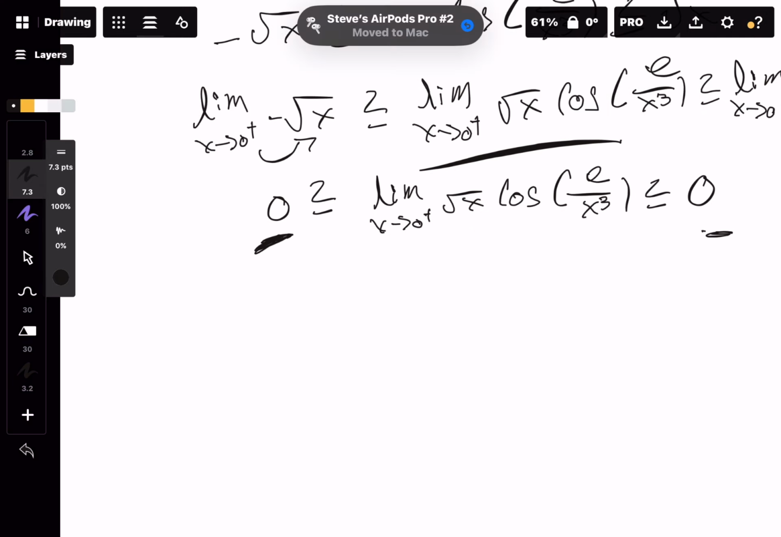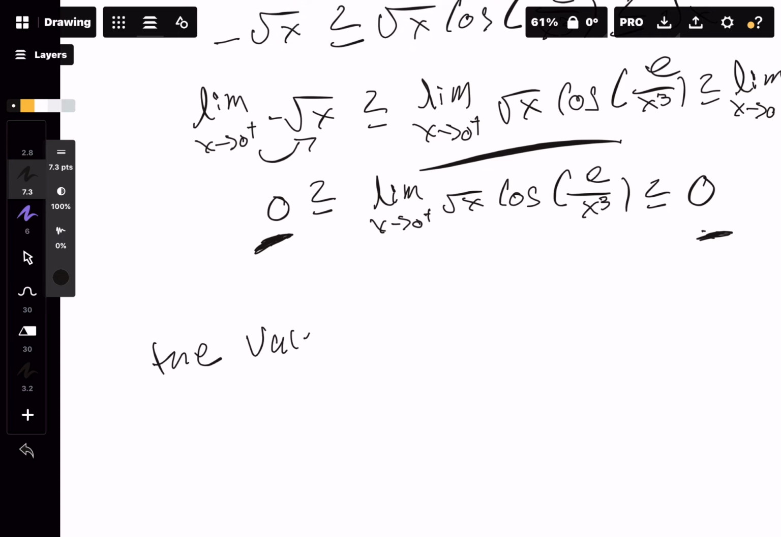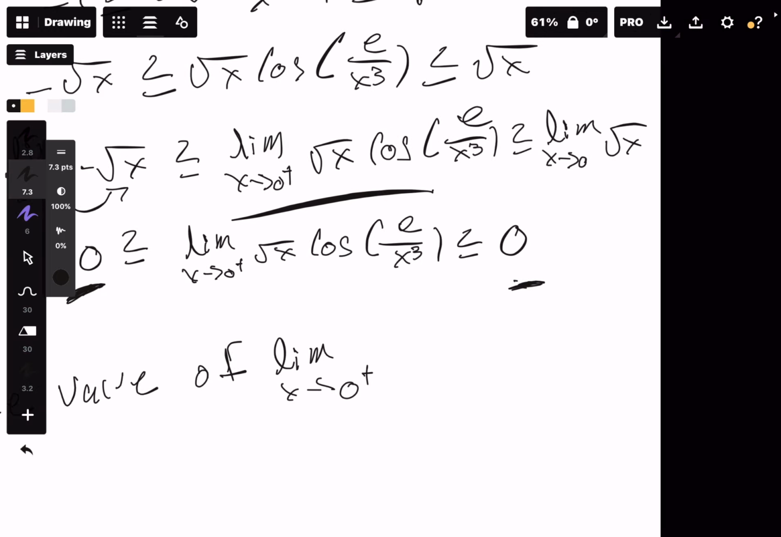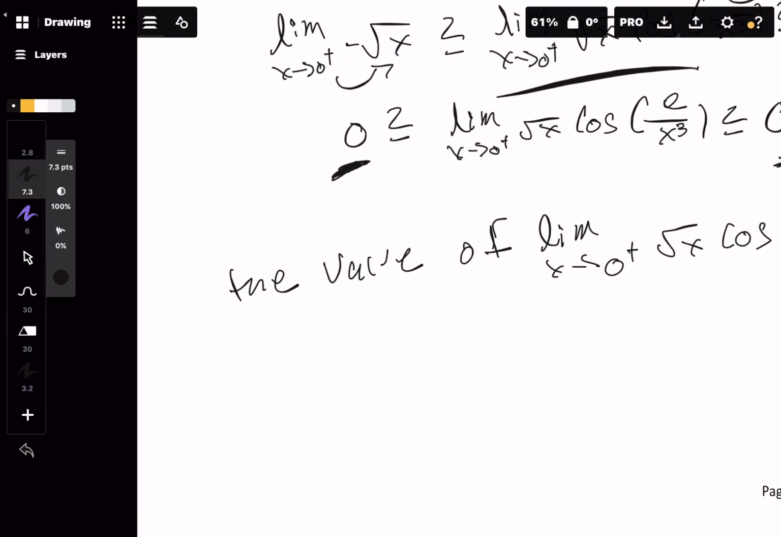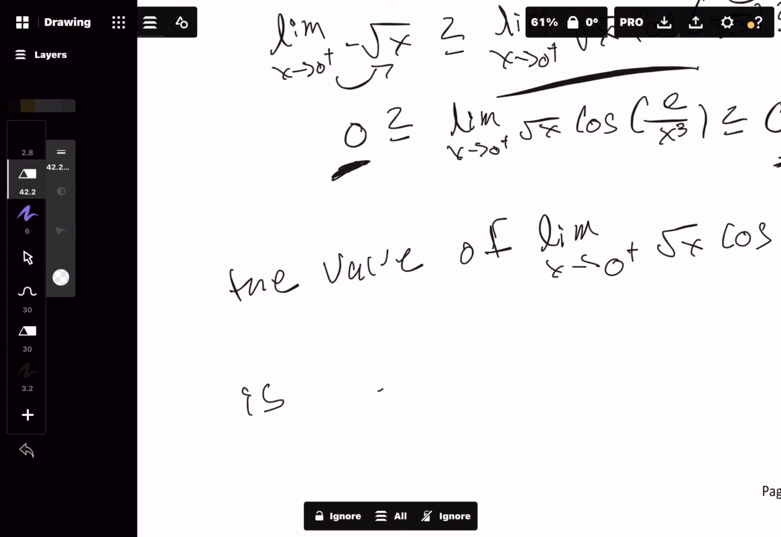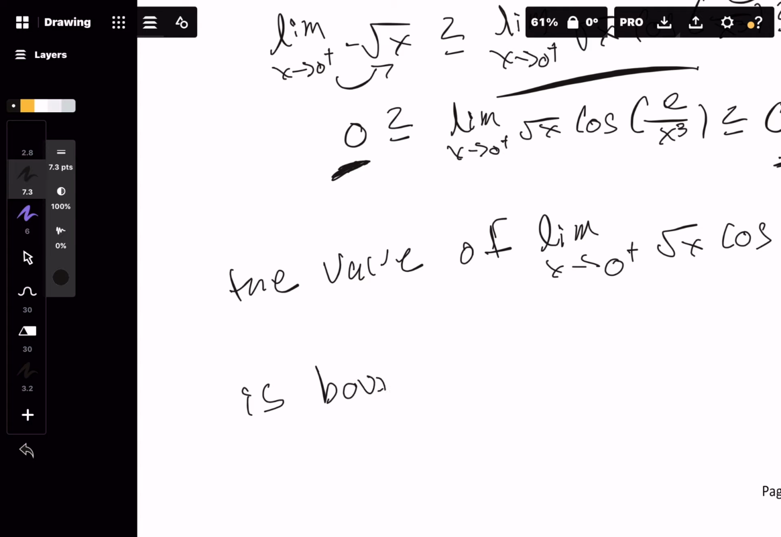Since these two values are bound by 0, we can say the value of the limit as x approaches 0 from the right of root x cosine e over x cubed is bounded. Oh my god, I can't spell. Bounded between two zeros.